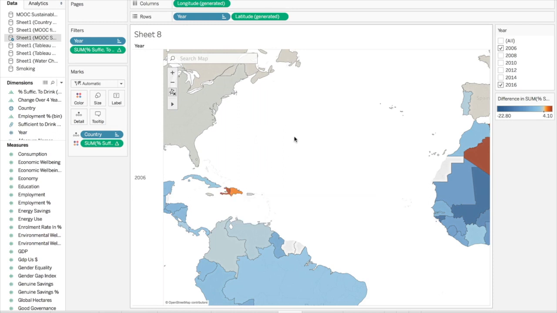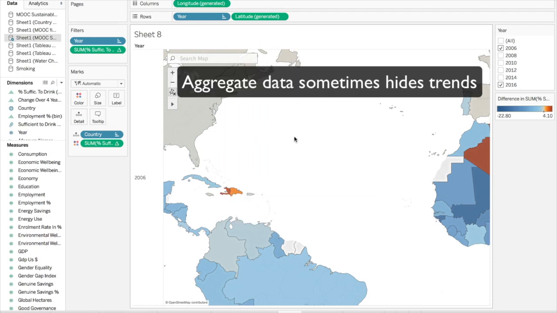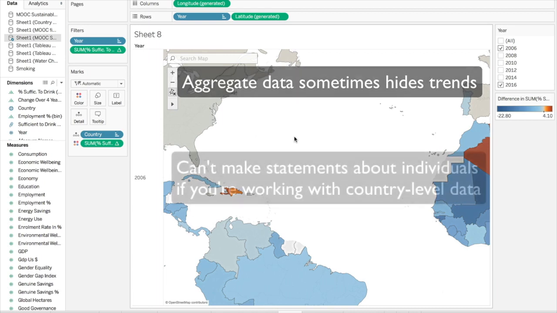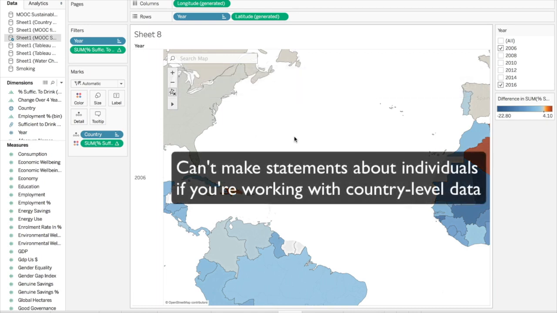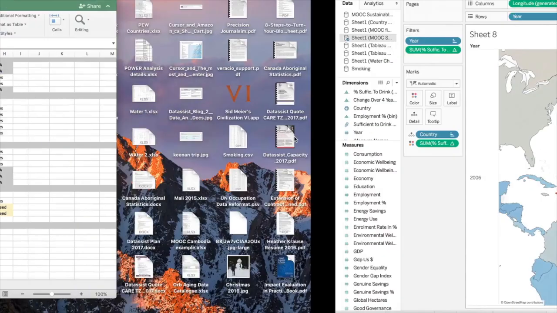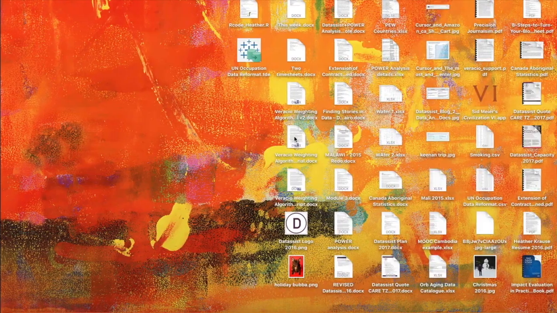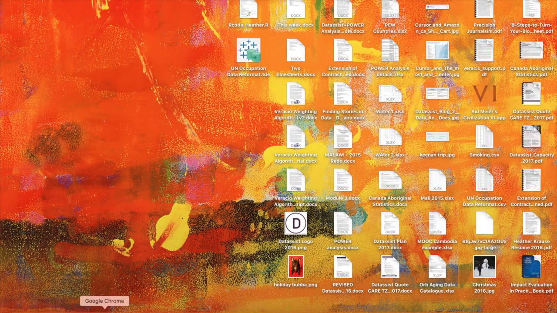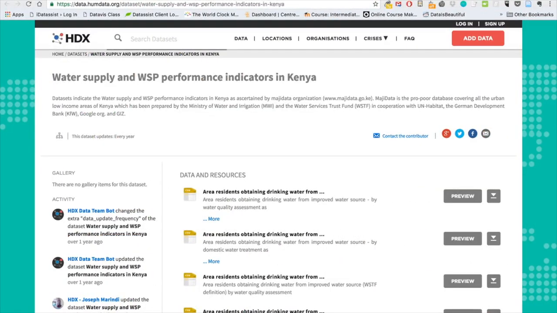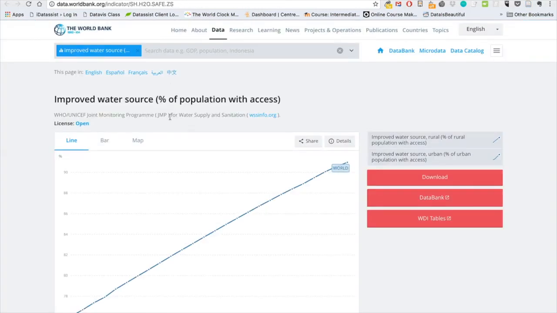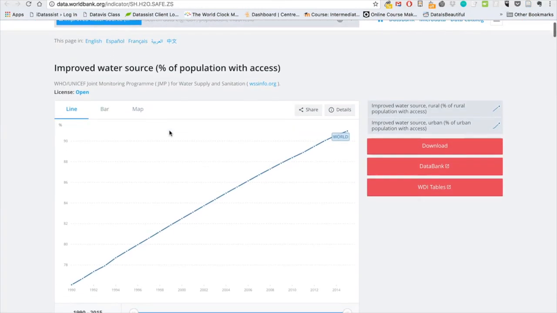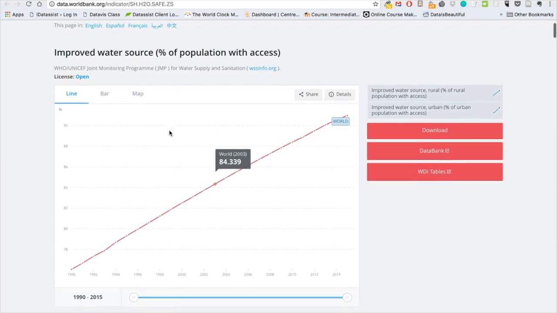However, we've discussed how aggregate data can hide trends and make things look different than they are on the ground. We can't make statements about individual people living in these countries based on aggregate country level data. For our story on water and inequality, we need to look at data that is within the countries. So we'll start looking for different places that might have data at the individual level within the countries we're interested in.